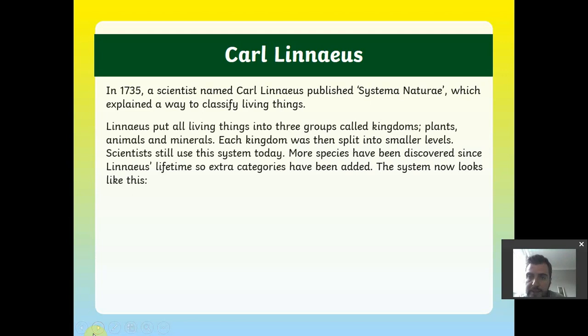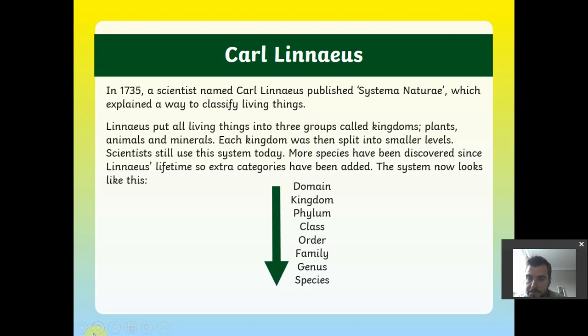Each kingdom was split into smaller levels. Scientists still use this system today. More species have been discovered since Linnaeus' lifetime, so extra categories have since been added. The system now looks like this. So here you go. It looks like that.